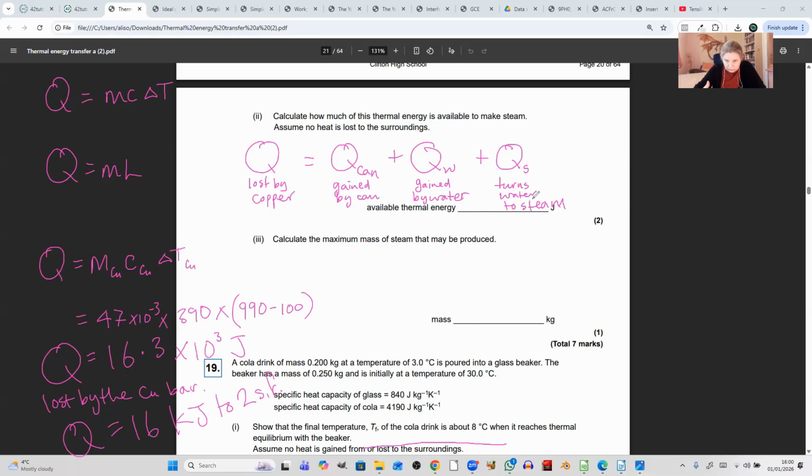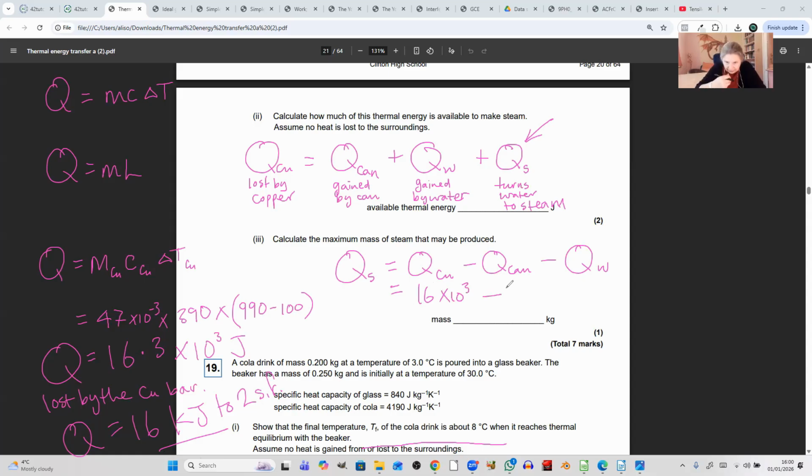So now what we've got to do is work out Q_S. That is what they've asked us to work out. So you can see that Q_S, let's write it down here, is equal to Q copper minus Q can minus Q water. That's what we've got to work out. So we've got Q copper. It's 16 kilojoules, so 16 times 10 to the 3, minus, right, now what's Q can?